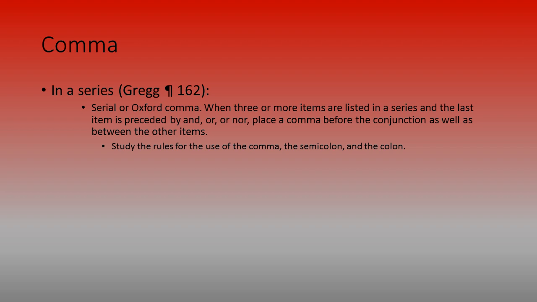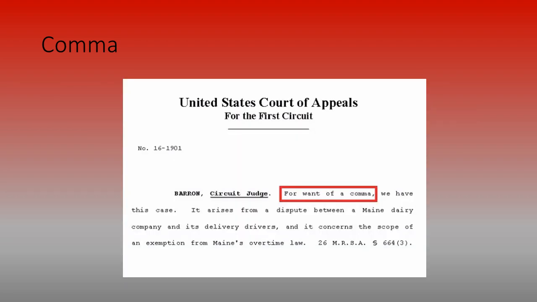In a series, the serial or Oxford comma should be used. I think it's confusing not to. So use the comma before the last part of the series, before the "and." A lot of people have very strong views about the serial or Oxford comma, but it is confusing, I think, not to.